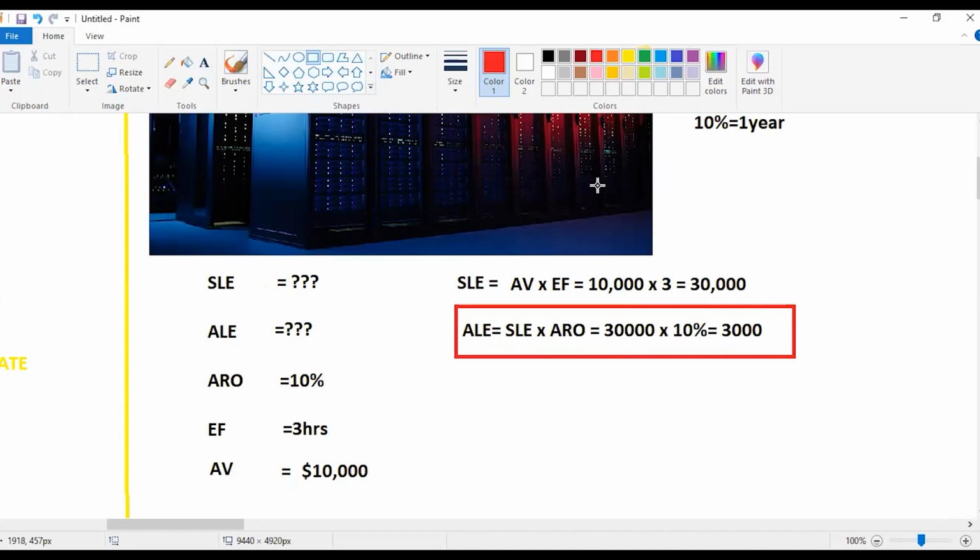Kevin, just a small query. This AV means the asset value or the annual value? Yes, sir. Do I have to write it?